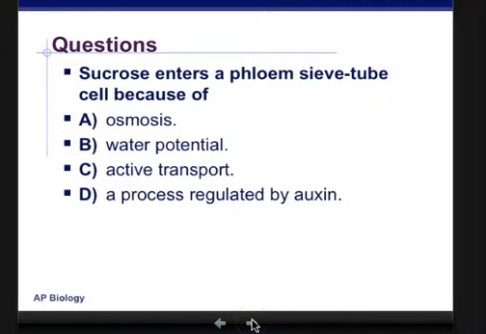Sucrose enters a phloem sieve tube cell because of osmosis, water potential, active transport, or a process regulated by auxin. Pause here. Okay, and the answer is C, active transport.